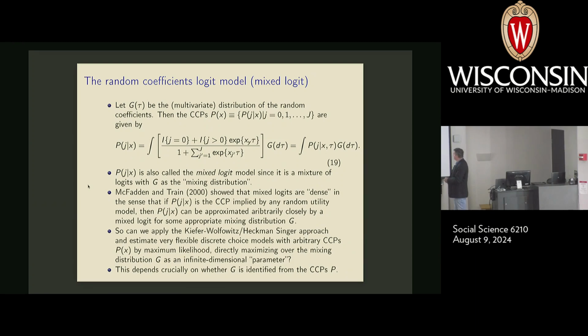Now, with this model, you can get around the IIA. In fact, Fan and Train have an article in the Journal of Applied Econometrics in 2000 showing that these mixed logits are dense in the sense of all random utility models. In other words, you give me any CCP, like from a multivariate normal. Okay, so instead of a logit, you have a multivariate normal. I can approximate it as closely as you want with a mixed logit. So in some sense, mixed logits are universal approximators.